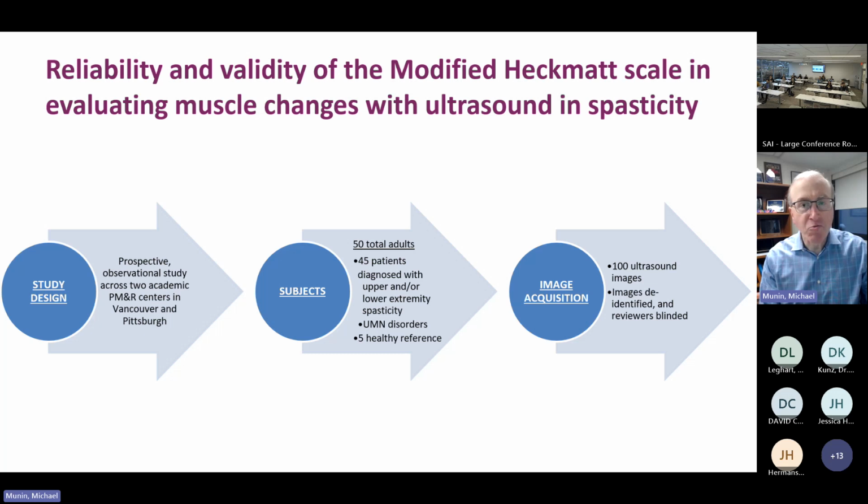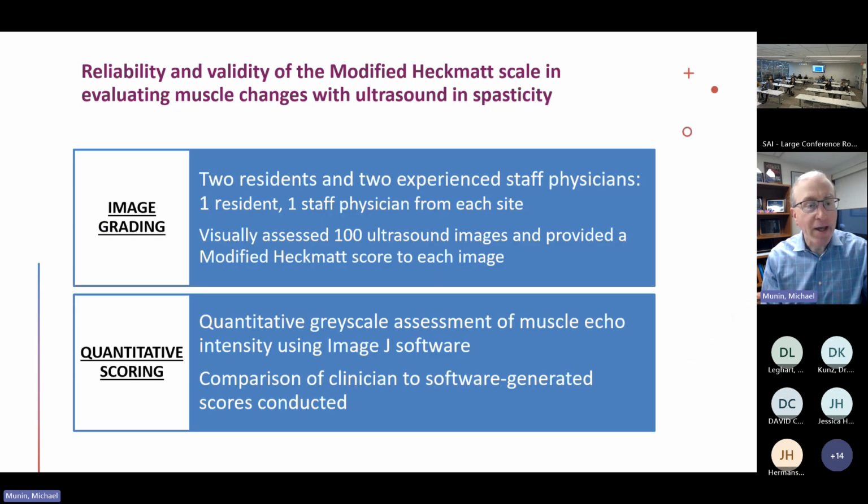So I want to just briefly run through the study for you because this will be an important thing as we move forward in the talk. Our design was a prospective observational study across 2 academic centers, Vancouver and Pittsburgh. We had 40 total adult patients. 45 patients were actually diagnosed with upper and lower limb spasticity. We had 5 healthy reference controls. We had 100 total images, and the images were de-identified and the reviewers were blinded. We had 2 residents and 2 experienced physicians, so 1 resident and 1 staff physician on each site.